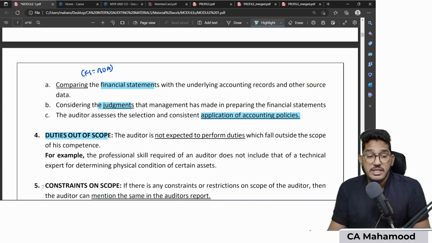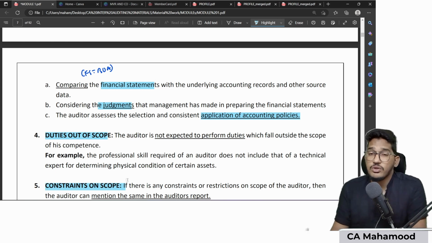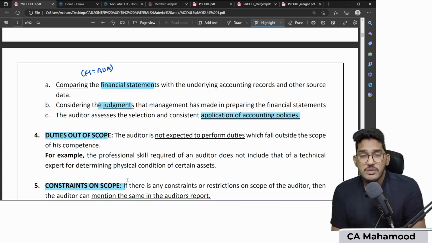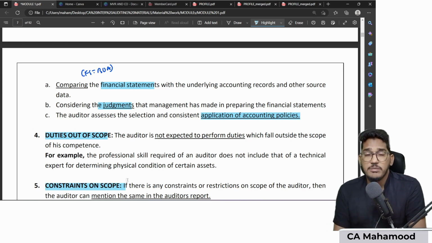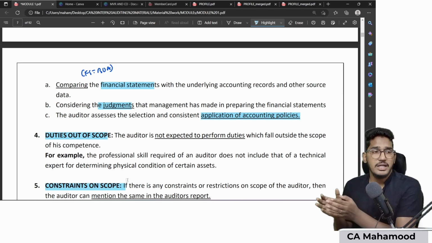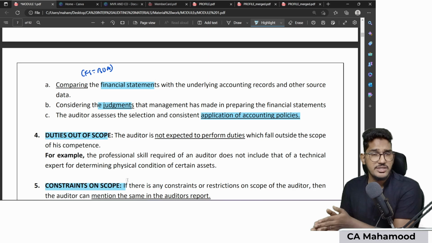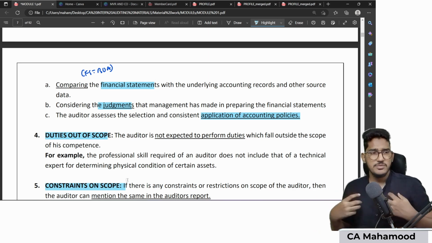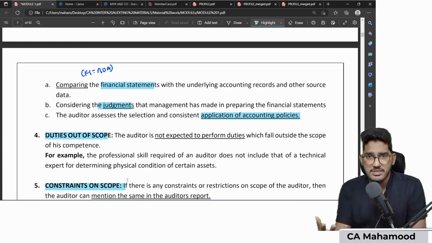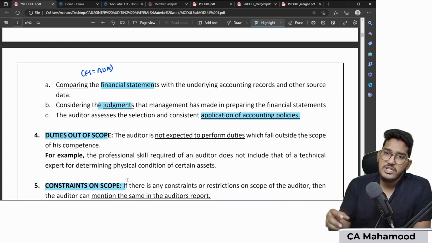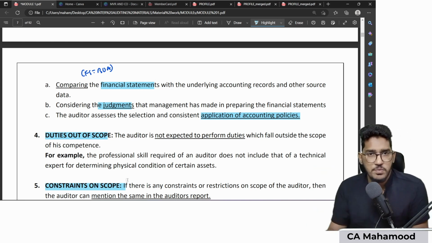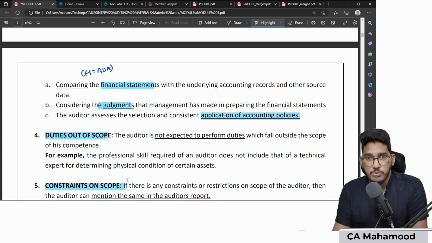And finally, in case the management is putting a constraint on the scope, sir, what if the management is restricting me from doing the audit? They're not giving me access to the books. They're not letting me verify some aspect of the organization related to financial statements. Management is not giving me whatever information I'm asking. In some cases, the management might put a restriction on the scope of your work. They will not let you do the work properly.